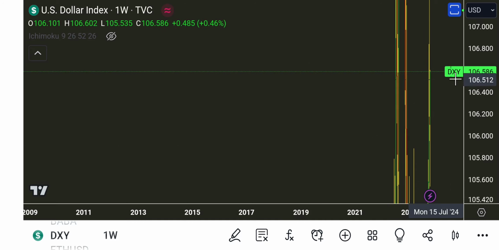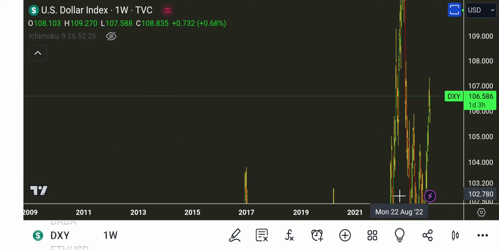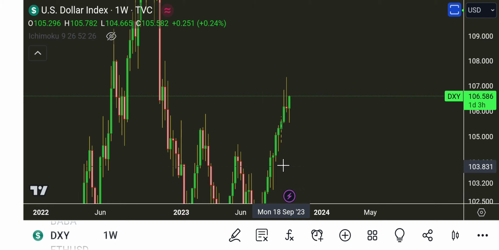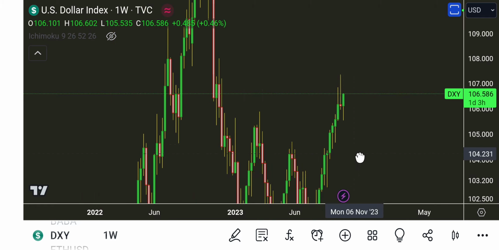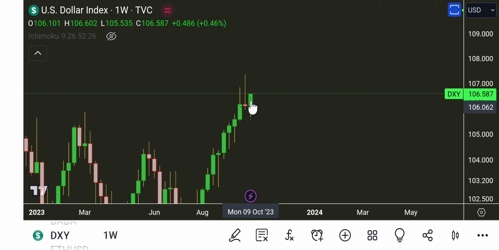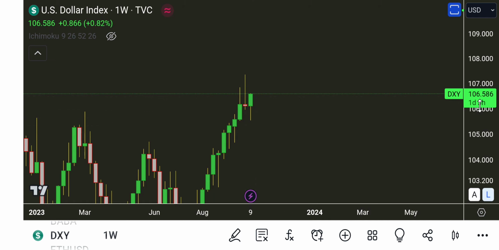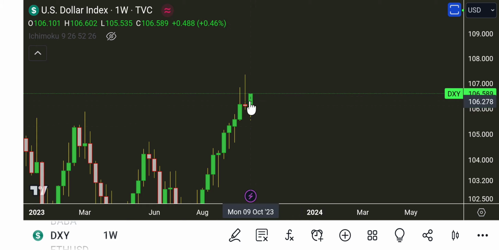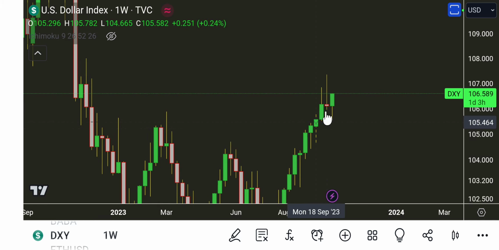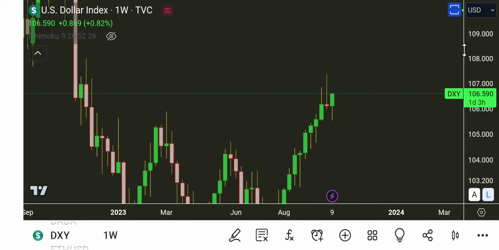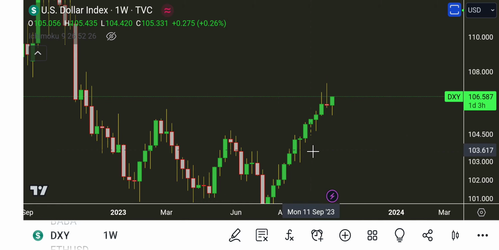So as usual, we're going to start with the weekly time frame. And for you to know what I'm doing, weekly time frame means each and every candlestick you're seeing here opens and closes every week. So as you can see on the right side, we have just 1 day 3 hours left for this candlestick to close, for another one to open. So yeah, on the weekly time frame, let's take a look at what is actually happening here.